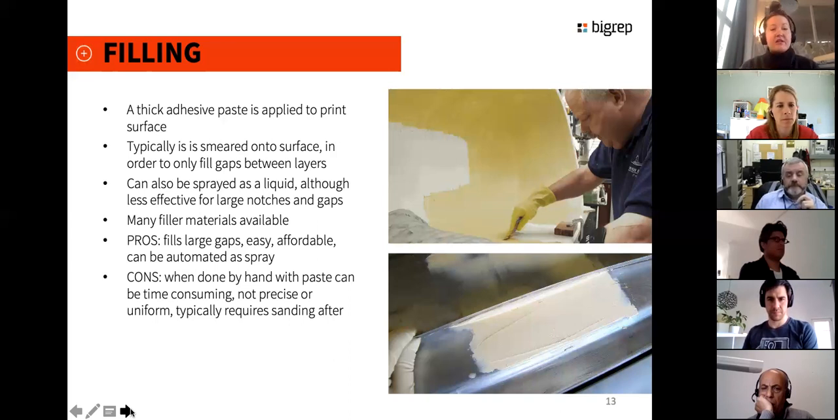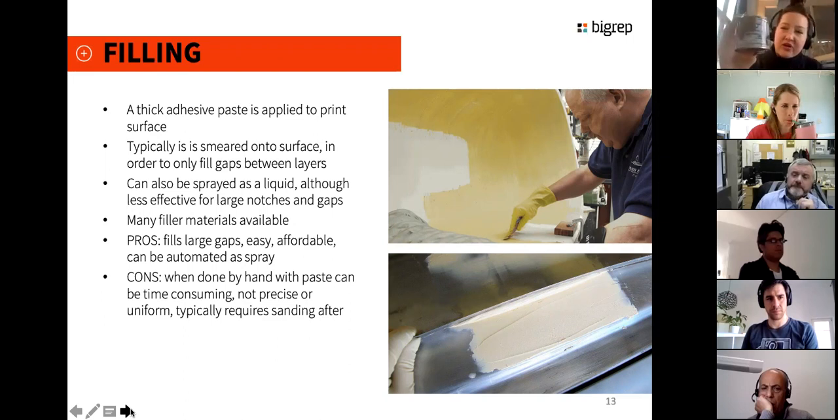The cons are that it can be time consuming if you're doing this by hand. And as you see in this sample, it's really not precise. It's me just smearing it on this thing. And as I mentioned, usually requiring sanding. So this is just a sort of home spackle, but it's actually pretty robust, this surface. And this is actually really old. This is one of the first sample kits I made for post-processing when I started working here, maybe 4 years ago.